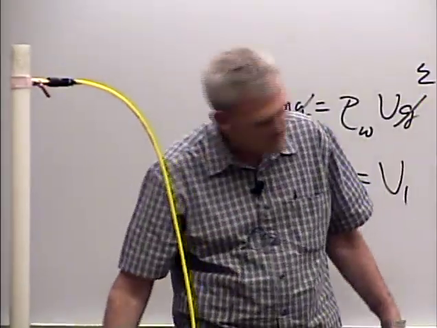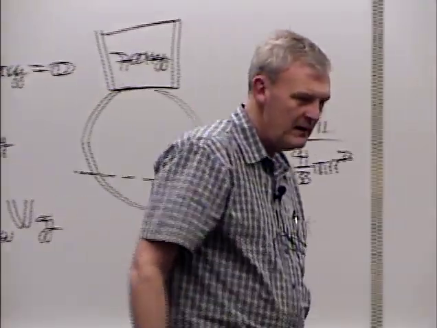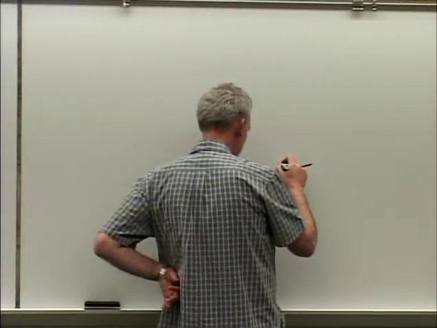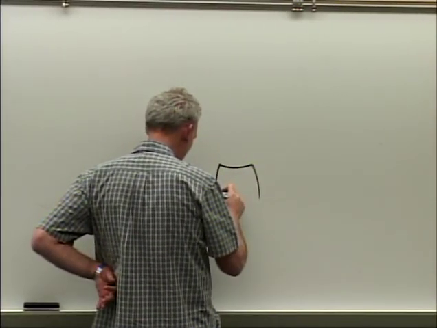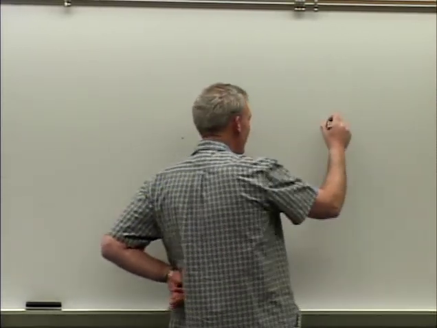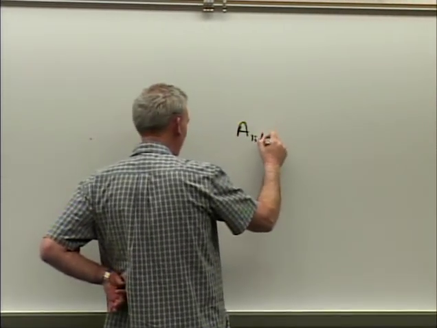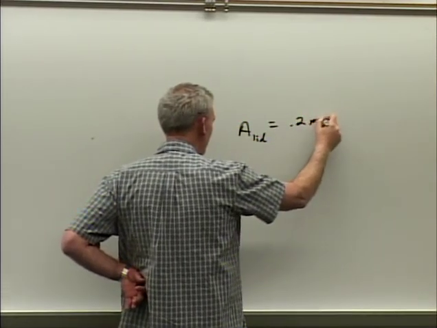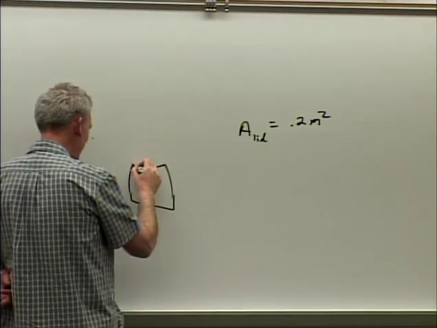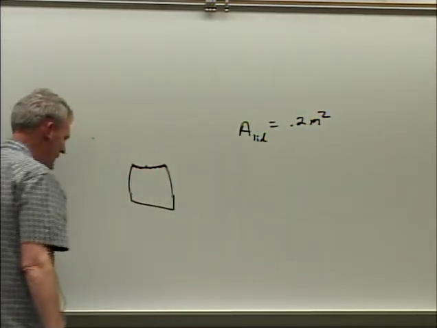All right, here's the thing on problem 32. We've got a barrel full of water, and it has a lid, and the area of the lid of that barrel is equal to 0.2 meters squared. We filled it completely to the brim with water.